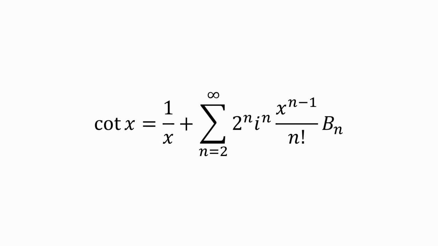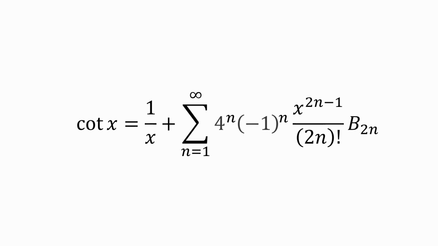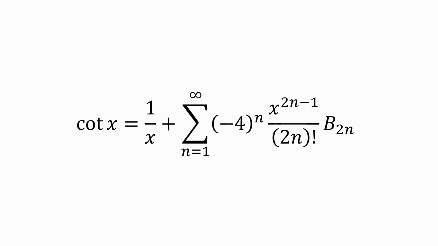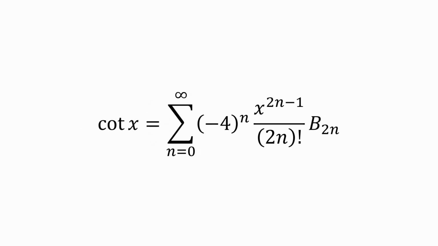I will now solve the sum at n equals 1 and replace each n with 2n, since the odd Bernoulli numbers will all be 0. Two to the 2n is 2 squared to the n, or simply 4 to the n. i to the 2n is i squared to the n, or minus 1 to the n. Finally, notice that when n equals 0, we have x to the minus 1, which means the 1 over x term at the front is the n equals 0 term. This is the power series for the cotangent function.